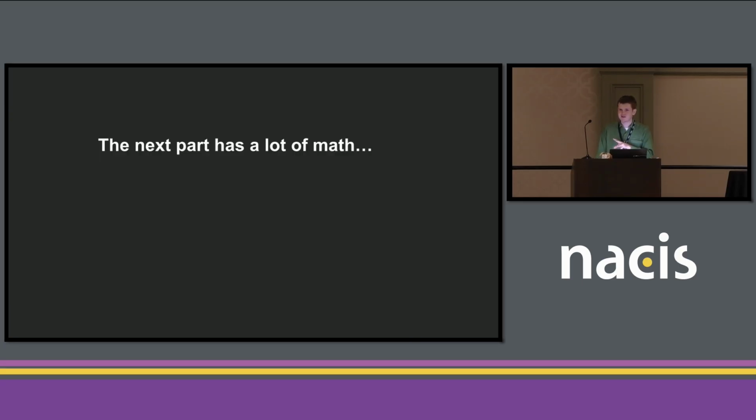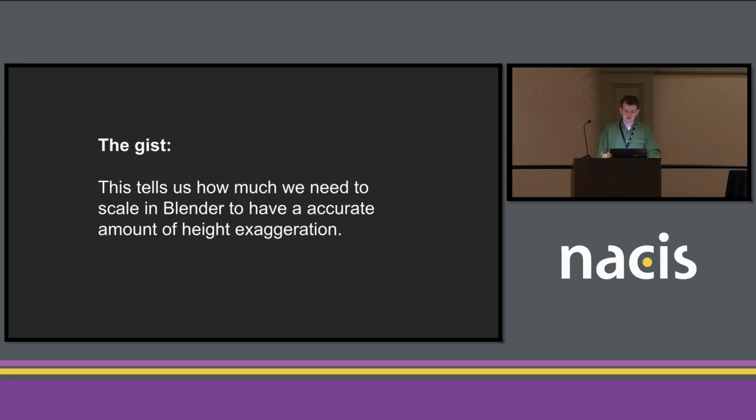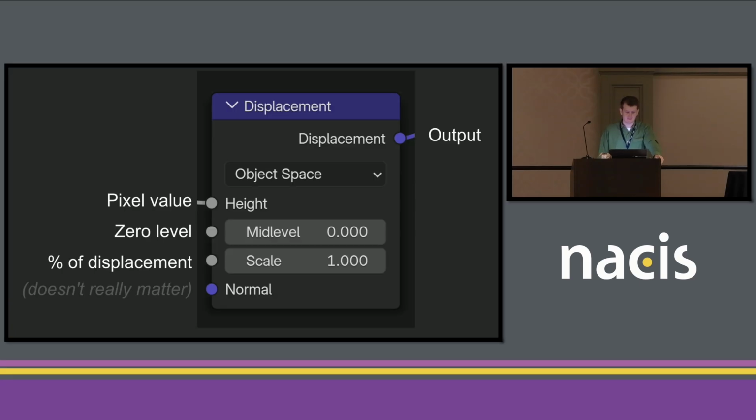Now be warned, there's a lot of math incoming, and it's unavoidable, but we have a clear goal to keep in mind. We need to find the dimensions of our space in reality and in Blender so we can stretch our model to an appropriate amount. And this transposition involves understanding more about what the displacement node actually does. And again, I need to credit Daniel Huffman here in particular for helping me sort through all the math here.